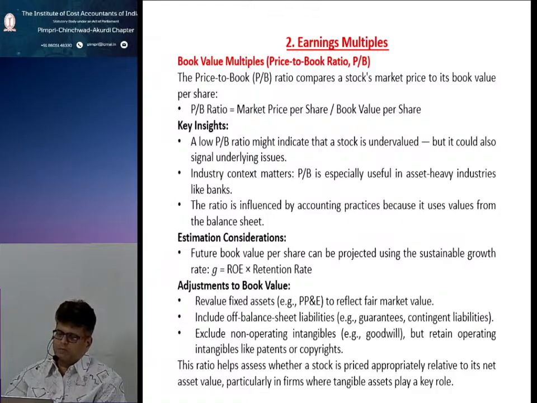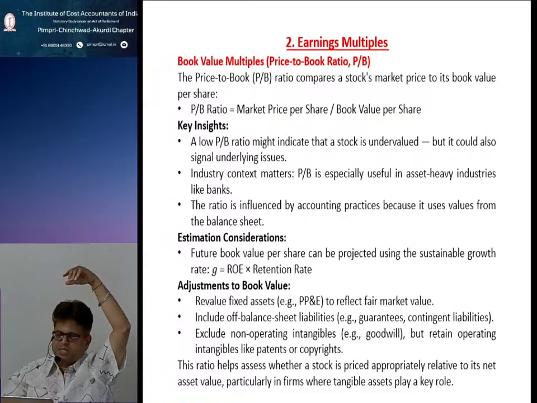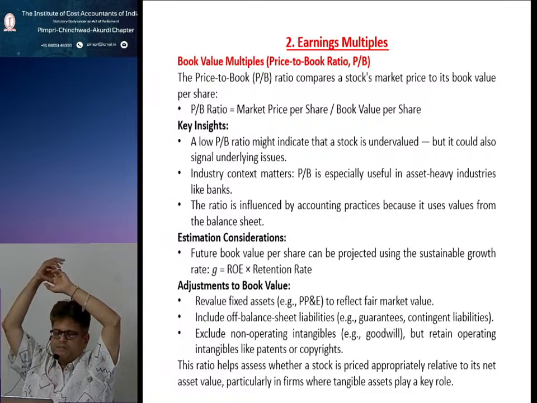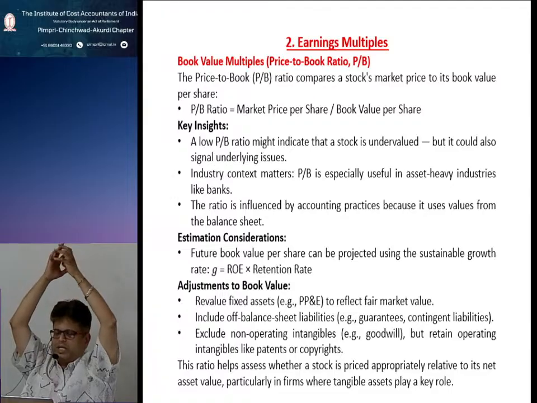This ratio helps assess whether a stock is priced appropriately relative to its net asset value, particularly in firms where intangible assets play a key role. So this is how adjustments to book values are done, and typically book value multiple ratio or price to book ratio in a way helps assessing whether a stock is priced appropriately relative to its net asset value, particularly in cases of firms where tangible assets play a key role.